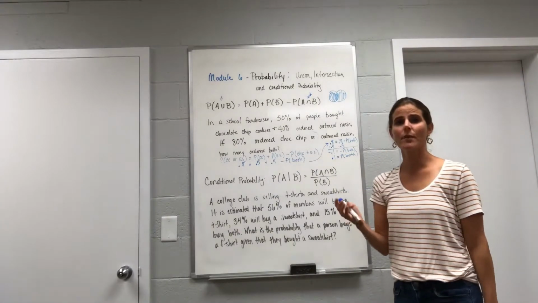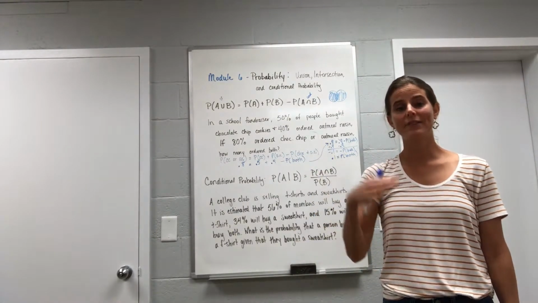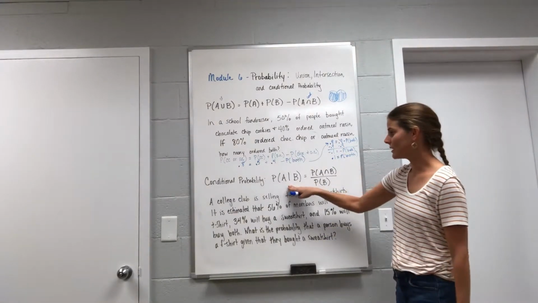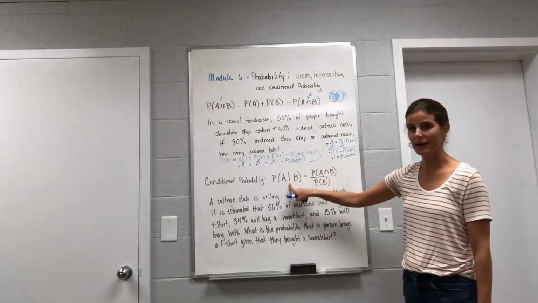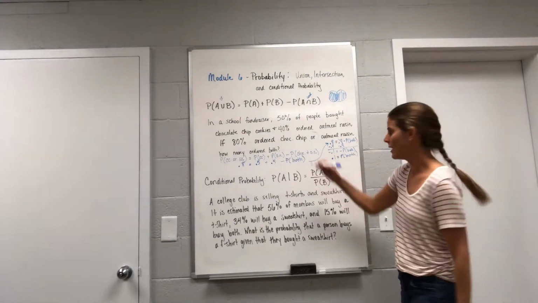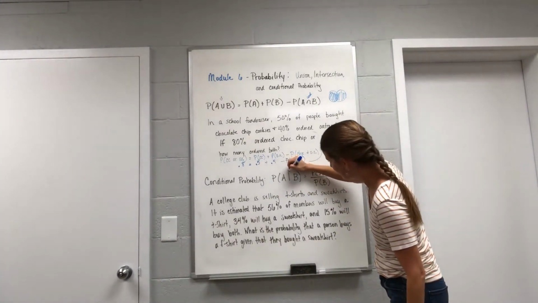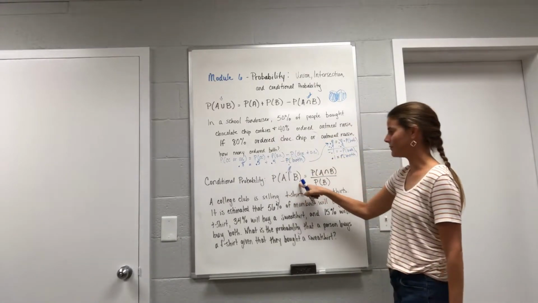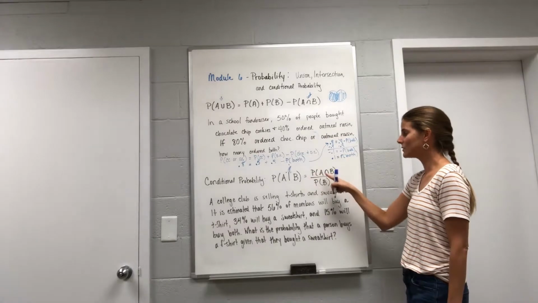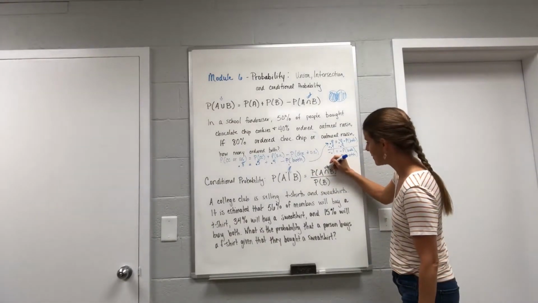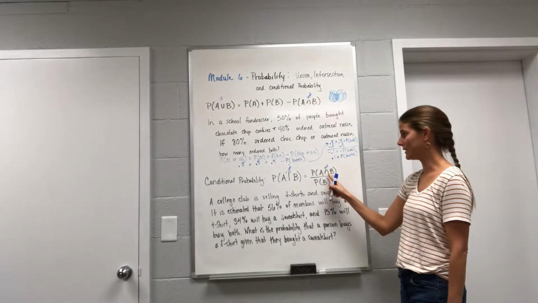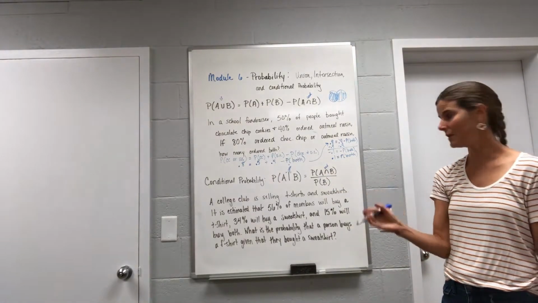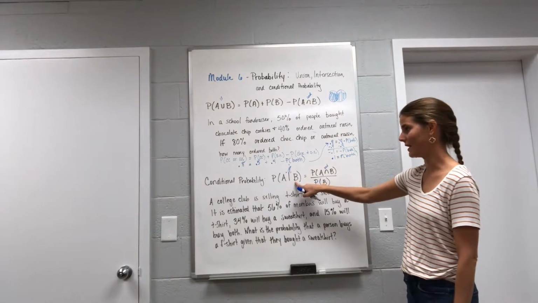This is where you're looking for the probability of one thing happening given that something else already happened. And it is found by this formula. This little line here just means given. So the probability of A given B is equal to the probability of A and B, again there's that intersection, divided by the probability of B. So it's the probability that both happened divided by the probability that that second thing happened.